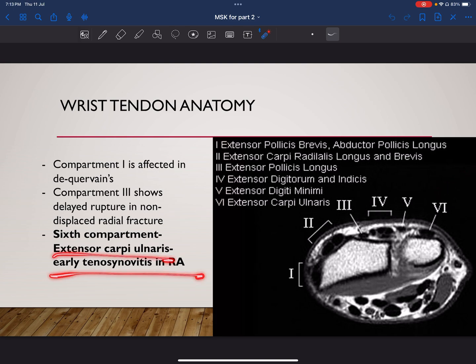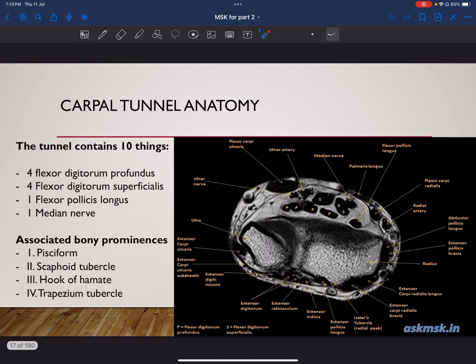Extensor carpi ulnaris, early tenosynovitis, and RA. Next, we go to carpal tunnel anatomy. Okay, so now we just saw the extensor tendons right here. We'll see the dorsal tubercle of Lister. Now we go to carpal tunnel, which is on the flexor aspect, right?